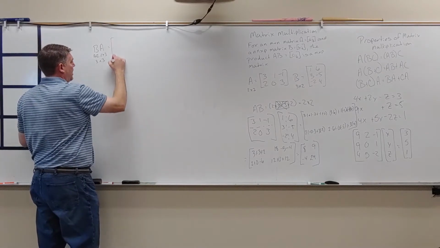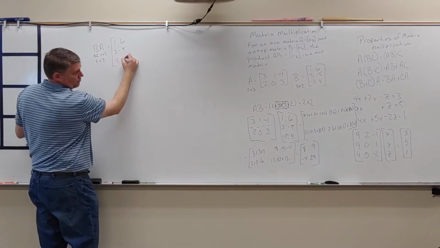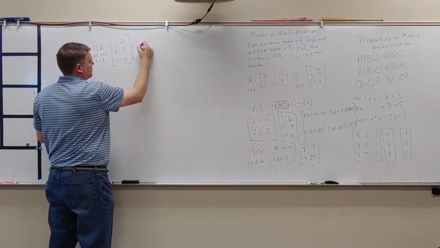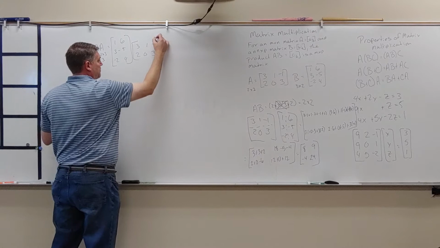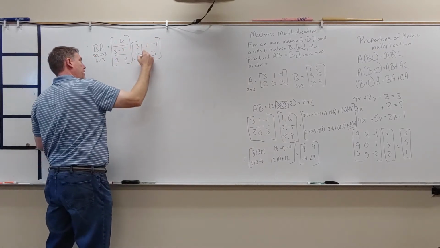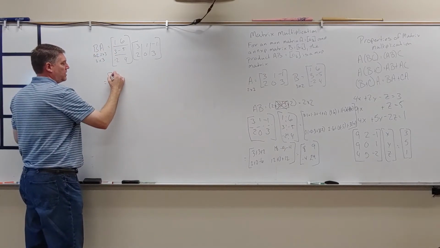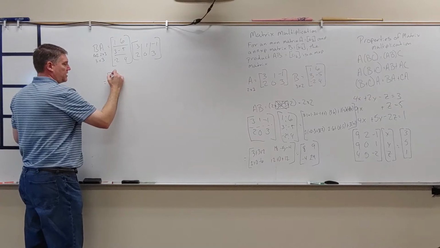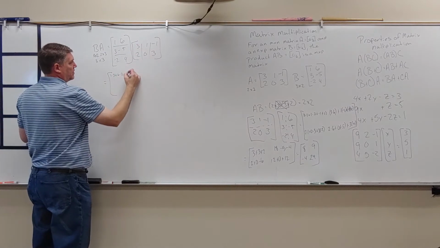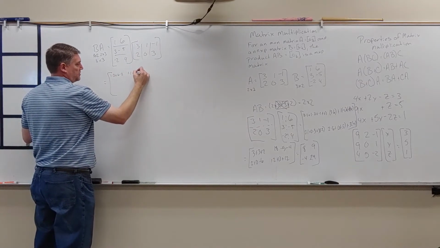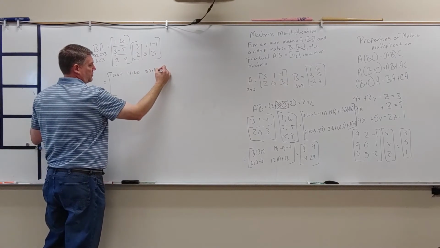So now I have here, I have 1, 6, 3, negative 5, negative 2, 4, times 3, 1, negative 1, 2, 0, 3. Okay, so I'm going to go here, my pieces here. So I have 1, my first element is 1 times 3 plus 6 times 2. My next element, 1 times 1 plus 6 times 0. And then I have 1 times negative 1 plus 6 times 3.